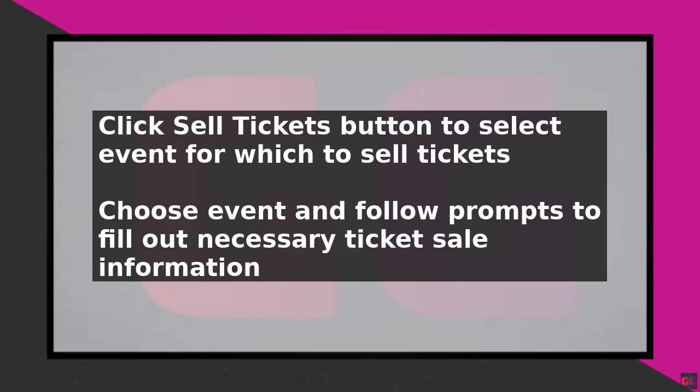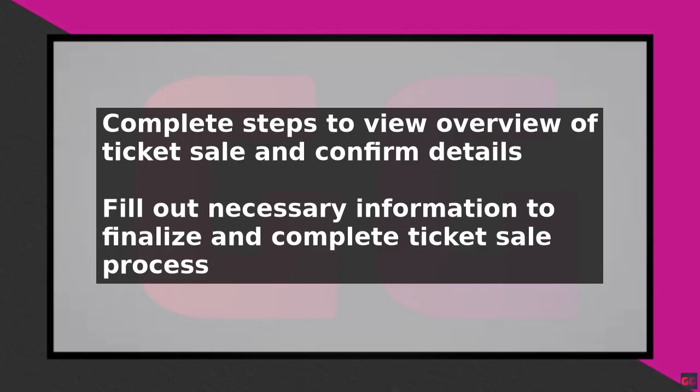To sell tickets, click on the Sell Tickets button, which will take you to a page where you can select the event for which you want to sell tickets. Choose the event, and then follow the prompts to fill out the necessary information. The process is straightforward, and once you've completed the steps, you'll be able to view an overview of your ticket sale.